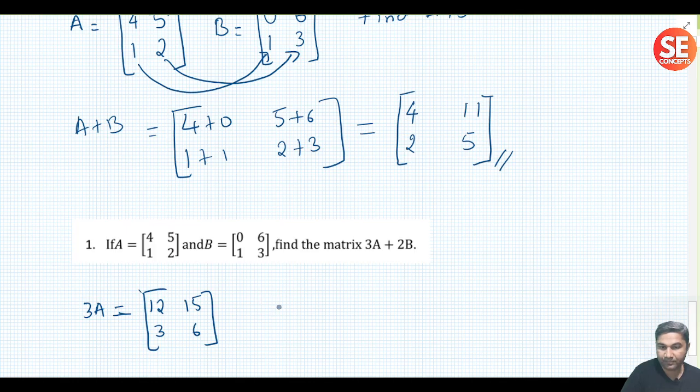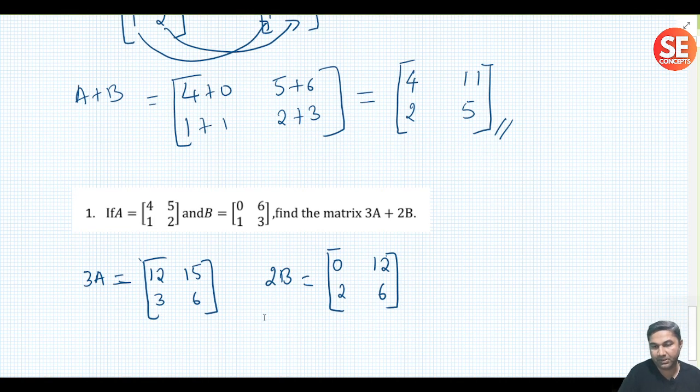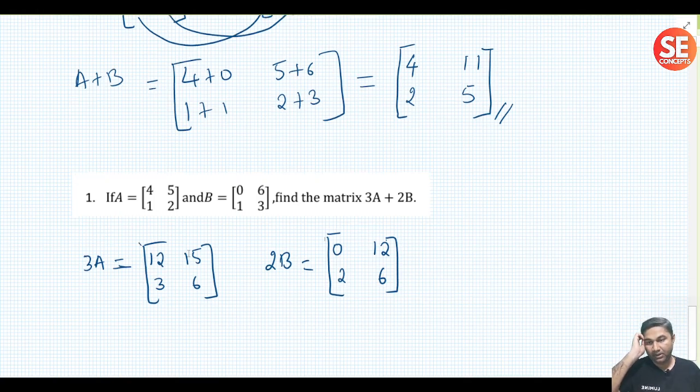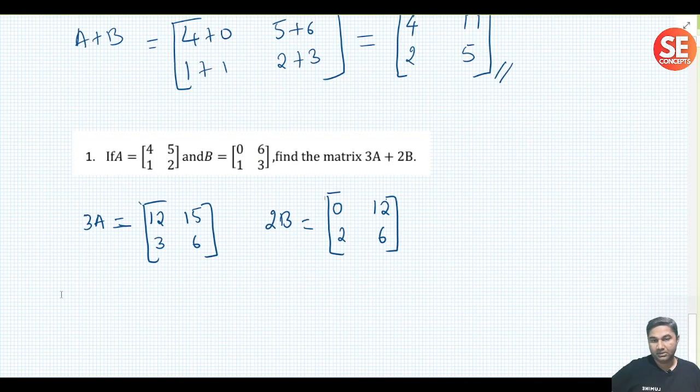And 2B is nothing but 2 into 0 is 0, 2 into 6 is 12, 2 into 1 is 2, 2 into 3 is 6. Very simple. You have to just multiply 2 with this matrix, and for A you multiply all the numbers with 3. Now we have to add this 3A plus 2B.